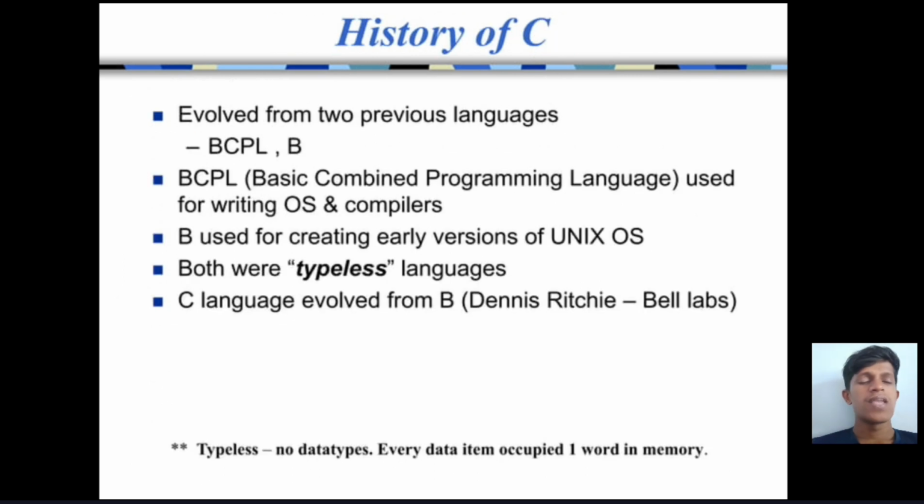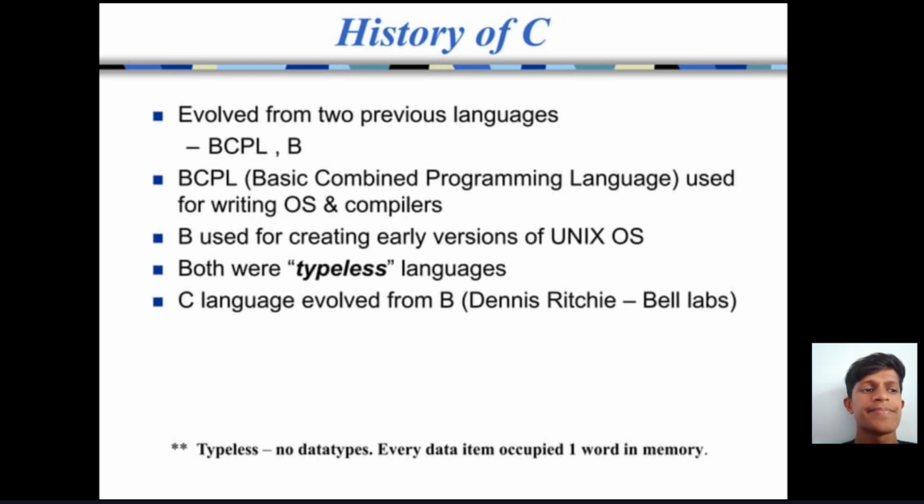Next, let us see some history of C. It evolved from two previous languages, BCPL and B. BCPL, Basic Combined Programming Language, was used for writing operating systems and compilers. B was used for creating early versions of the Unix OS. Both were typeless languages. The C language evolved from B, by Dennis Ritchie at Bell Labs.